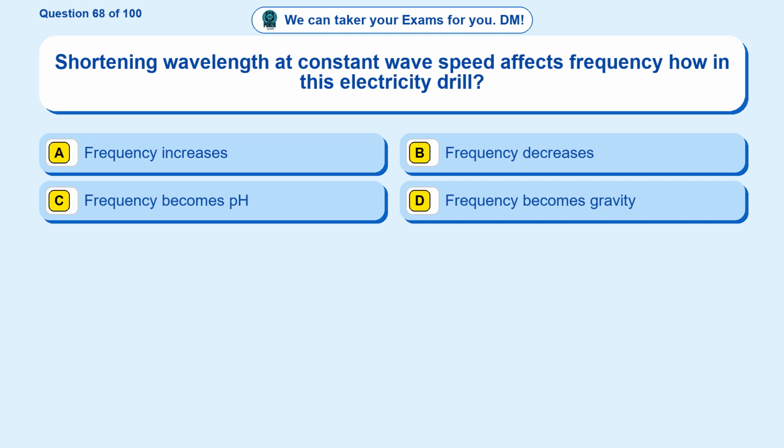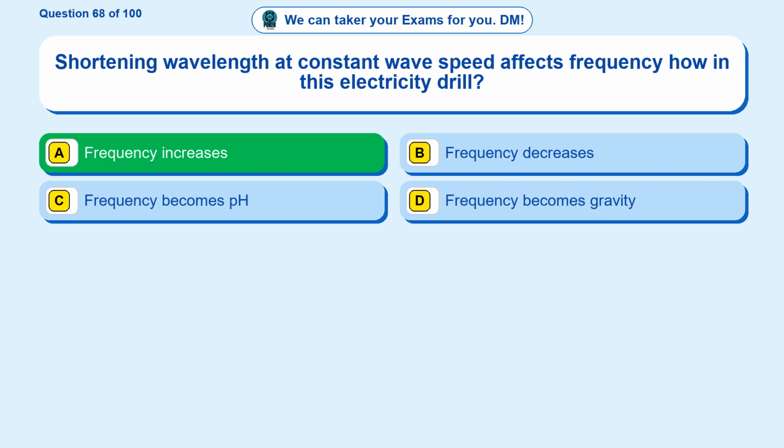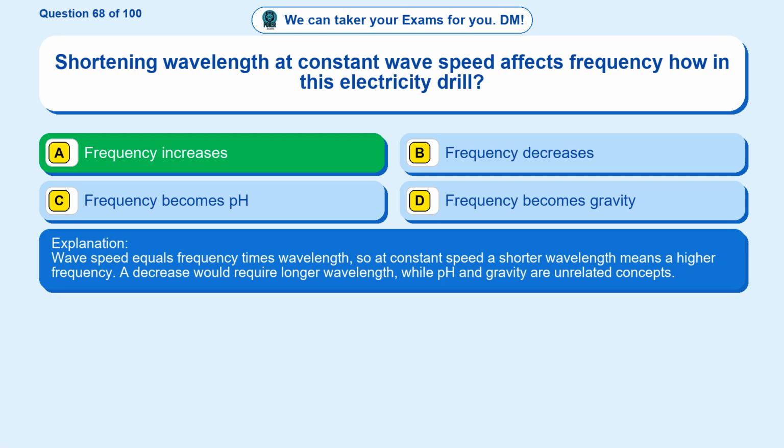Question 68. Shortening wavelength at constant wave speed affects frequency how in this electricity drill? Option A, frequency increases. Option B, frequency decreases. Option C, frequency becomes pH. Option D, frequency becomes gravity. The correct answer is option A. Frequency increases. Wave speed equals frequency times wavelength, so at constant speed a shorter wavelength means a higher frequency. A decrease would require longer wavelength, while pH and gravity are unrelated concepts.